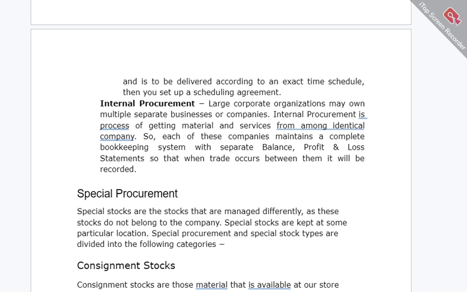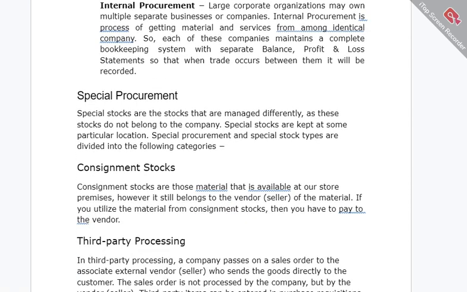Internal procurement. Large corporate organizations may own multiple separate businesses or companies, and internal procurement is the process of getting materials and services from among these companies. Each of these companies maintains a complete bookkeeping system with a separate balance sheet and profit and loss statement, so that when trade occurs between them, it will be recorded.